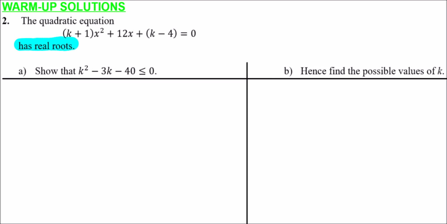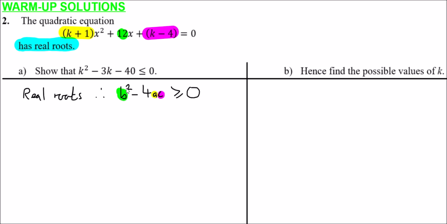Now I did say this is the key thing. If a quadratic equation has real roots, what that means is that the discriminant is non-negative. So because we have real roots, what this implies is that b squared minus 4ac is non-negative. In other words, it's equal or greater than 0. So in our case, what does b mean? What's a? What's c? Well, you need to know that a is the coefficient of x squared. So in this particular case, a is k plus 1. b is the coefficient of the x term, so b is just simply 12, and the c parameter is the constant term at the end, which is k minus 4.